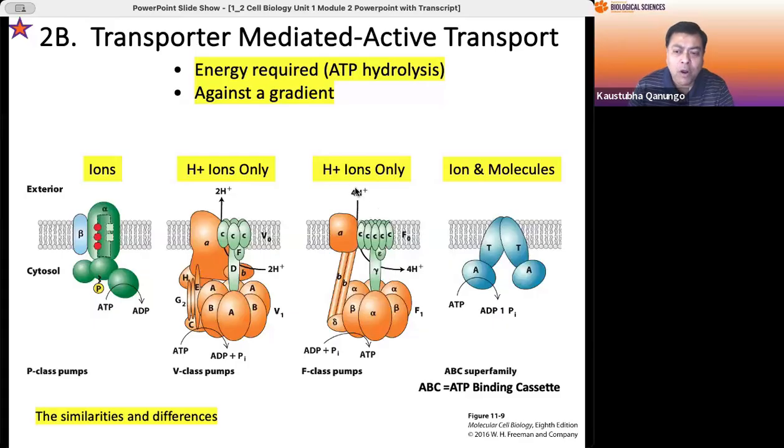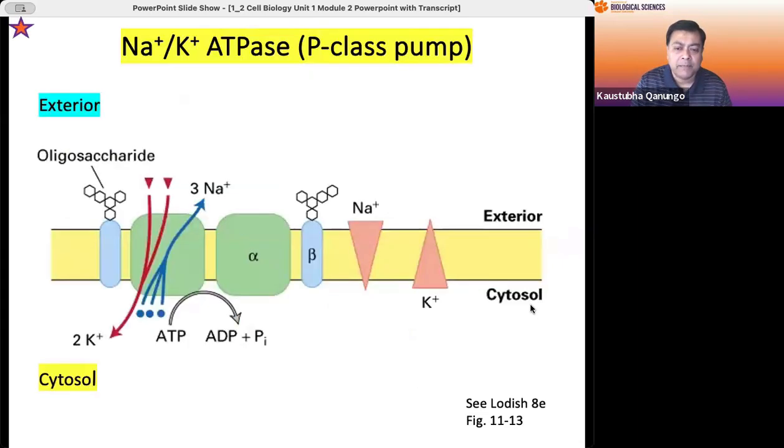In the mitochondria, the protons fall from the intermembrane space, between the outer and inner membrane, into the matrix. As the protons fall down, they move this pump to bind ADP and Pi to make ATP. So this is an F1 ATPase. This is an ATP making pump. So that's beyond the scope of this. We're only talking about the P class pump and ATP binding cassette pumps.